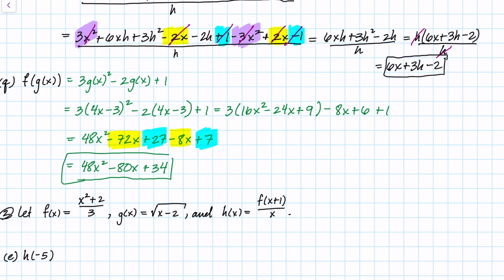So all this means is that when you chain g and f together in a composition of functions, the resultant function is going to be this polynomial right here. Okay.